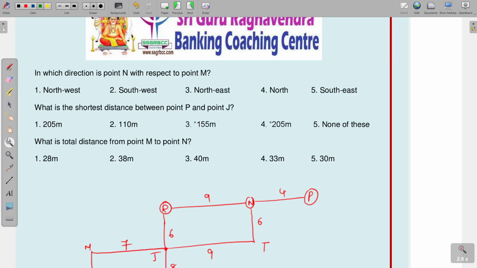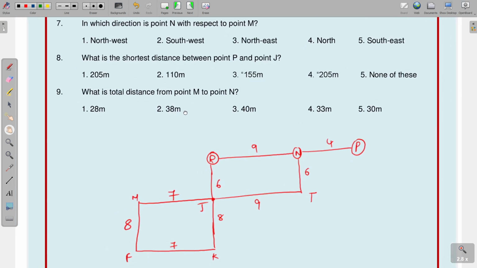See the first question, question number 7. In which direction is N with respect to M? So, N here and M here, and N is to the northeast of M. What is the shortest distance between P and J? So, J here and P here, shortest distance from P to J.